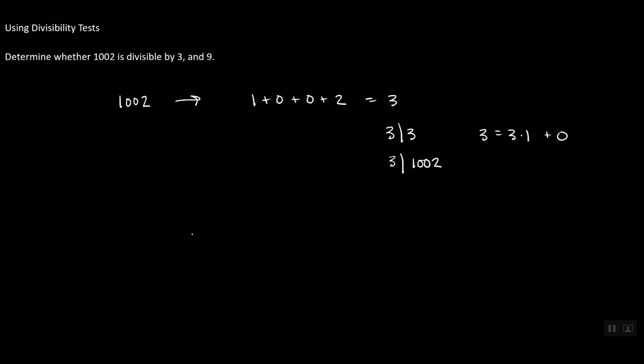Checking to see if it's divisible by 9, we use that same sum. This time we're going to check, does 9 divide that sum? It's easy to get this confused and to say yes it does, but remember that we're trying to write 3 is equal to 9 times a quotient plus a 0 remainder, and we don't have a whole number that will work here.